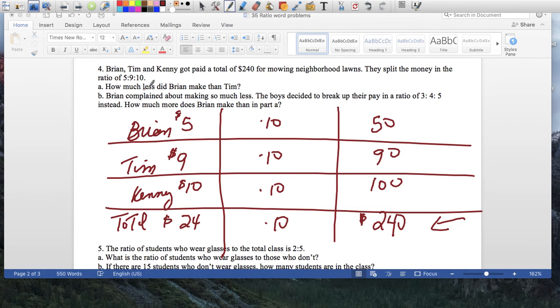So how much less did Brian make than Tim? Well, Tim made 90, Brian made 50, so 40 less. Okay.